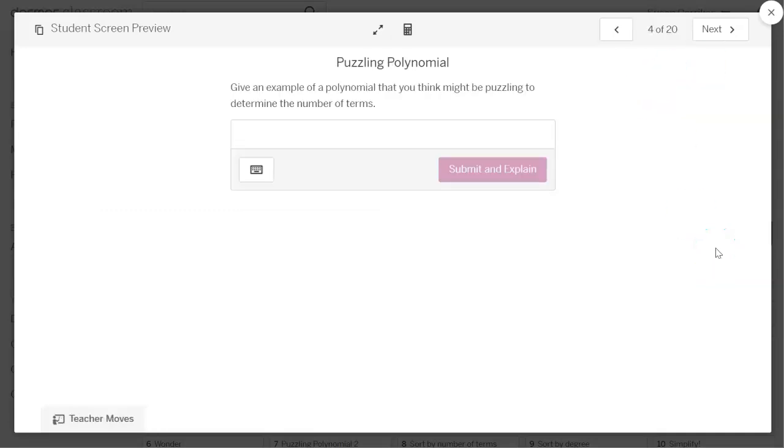All right, then they are to give an example of a polynomial you think might be difficult to determine the number of terms. So maybe one like the one that was in the table that was a little bit difficult to understand. They could come up with something similar.